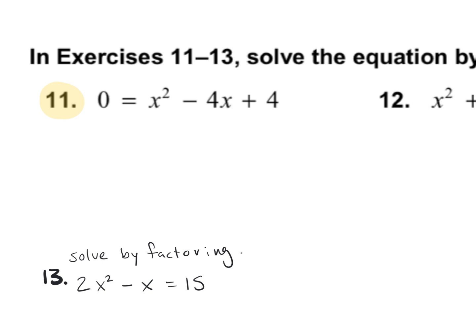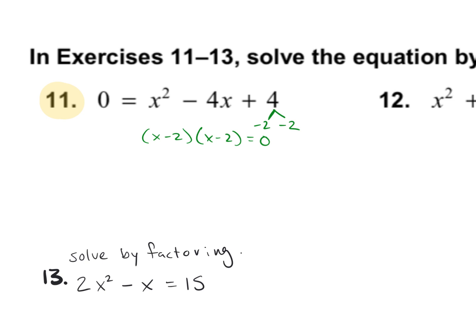So we have to solve by factoring. So here our leading coefficient is 1, so we can just factor normal. What are two factors of 4 that add to negative 4? Negative 2 and negative 2. So this would be x minus 2. You can either say squared because there's 2 of them, or x minus 2 times x minus 2.